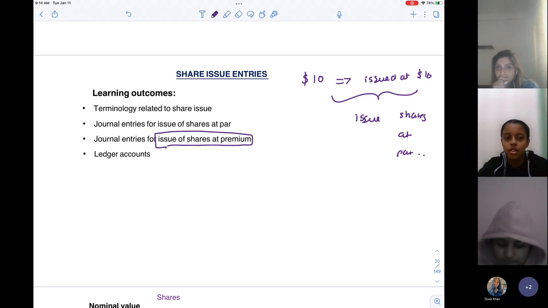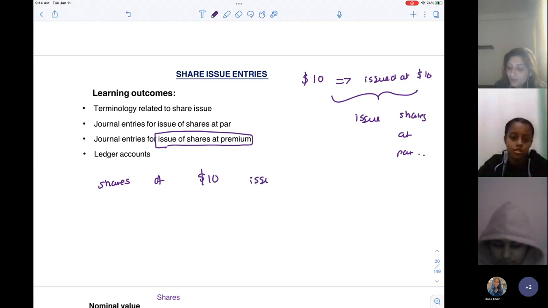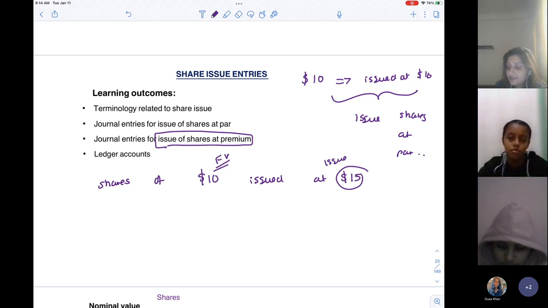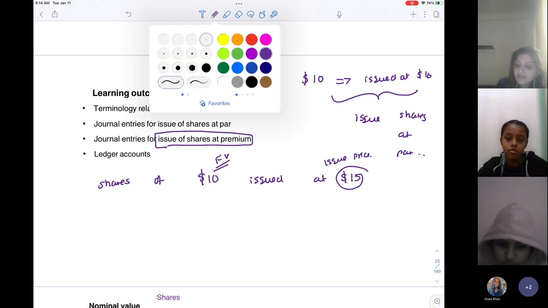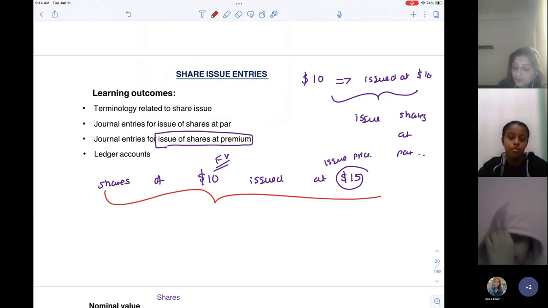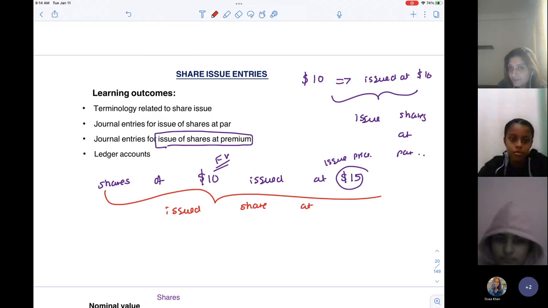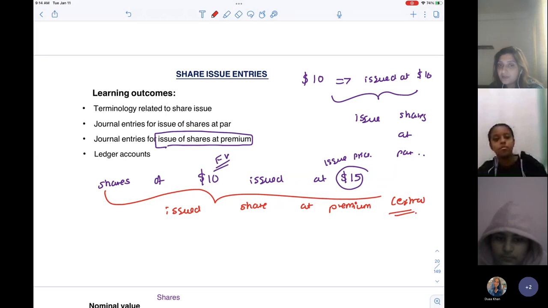Like if you issue a share at $15 each when the face value is 10. Okay. So if shares of $10 are issued at $15, this is the face value and this is the issue price. This means that I have issued the share at a premium. What is premium? Extra amount. Why does a company charge premium on the issue of shares?